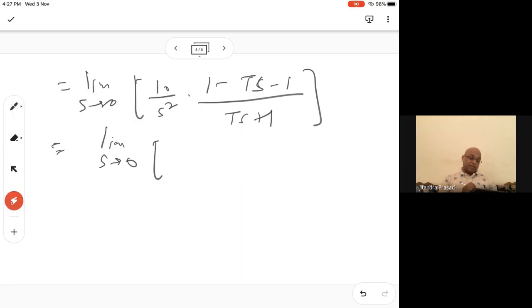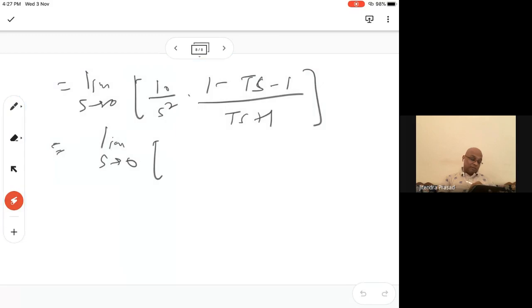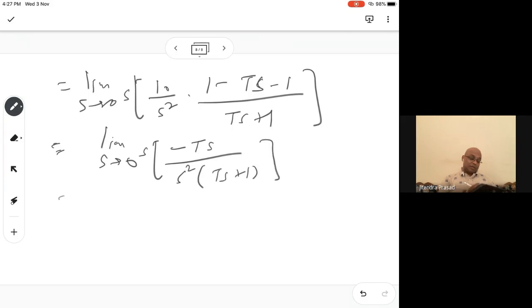Here, so this cancels out, so we have ts, and also we have the s outside, so we forgot one thing, we have one s outside also, remember. So we write s here as well, so here s, and then we have minus ts over s square, ts plus 1 is equal to, now we have s here and s here and s square here, so it will cancel out.